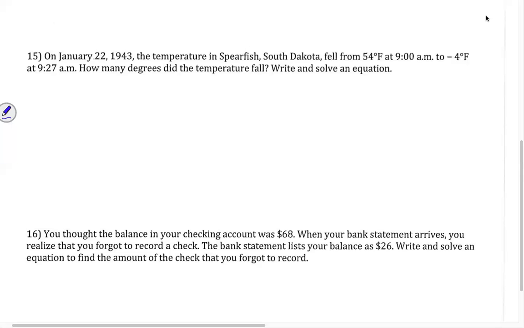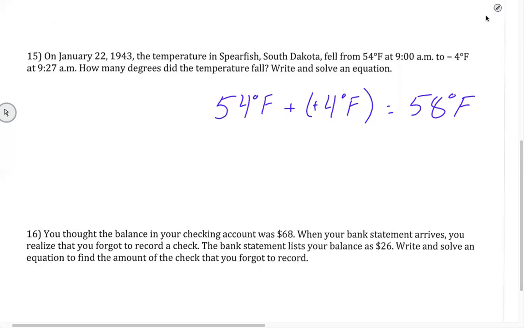Let's subtract them. So we have 54 degrees Fahrenheit minus negative 4 degrees Fahrenheit. Two negatives make a what? Positive. Two negatives make a positive. So that's nice and easy. So that's 58 degrees Fahrenheit. I think that's the easiest way to do it.